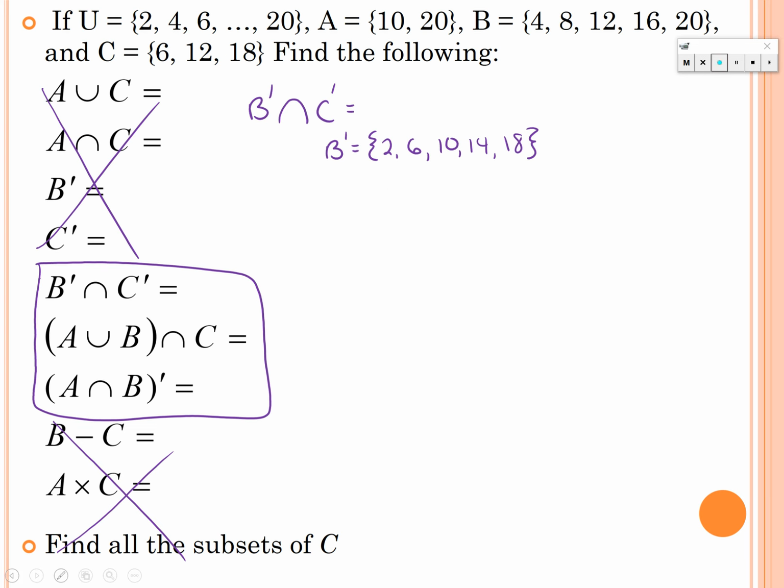Then we would have C complement. Then for C complement, we would have 2, 4, we wouldn't have 6, we would have 8 and 10, we wouldn't have 12, but we would have 14, we would have 16, you would have 20.